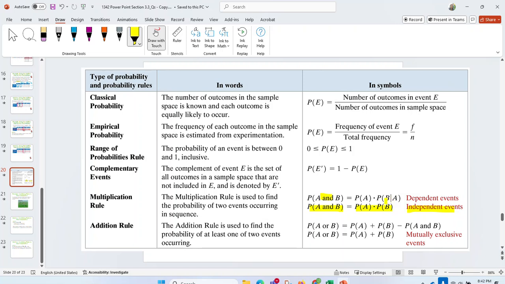And if you have an OR here, this is called the addition rule. When you use the addition rule, make sure you don't over-add. If the events are mutually exclusive, you just add both of them together. But when they are not mutually exclusive, you add both together and must subtract the common part once so that you don't overcount. So that is everything about probability in this chapter.